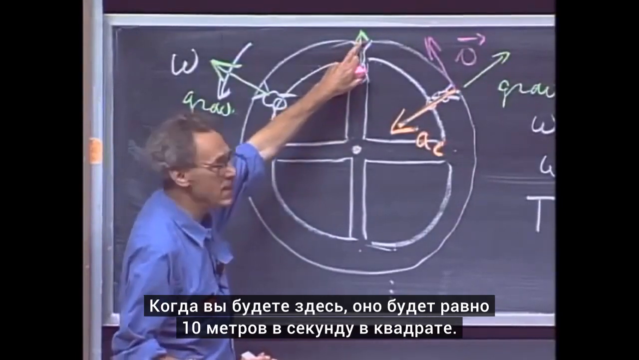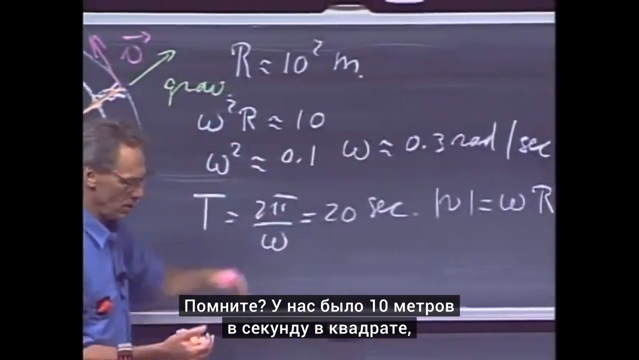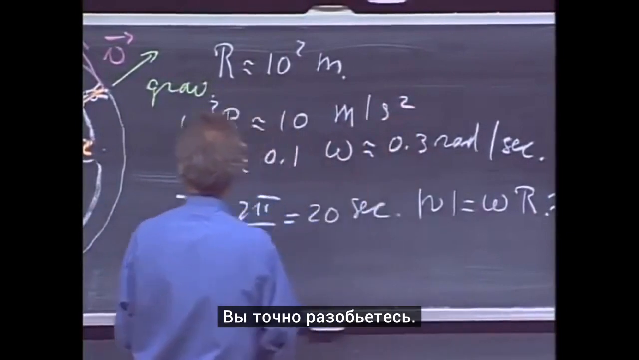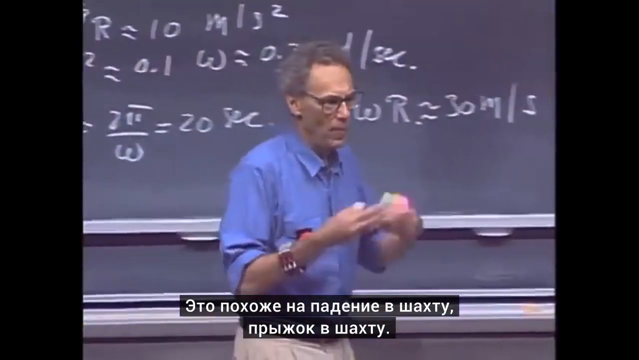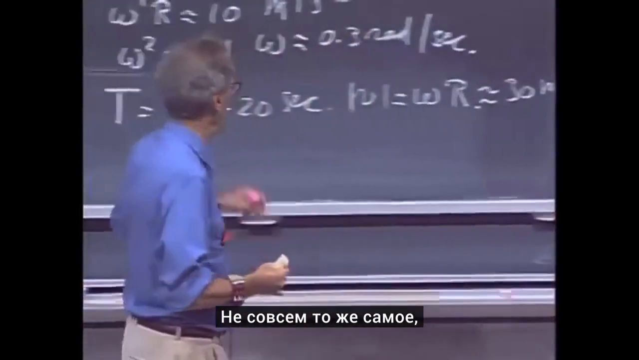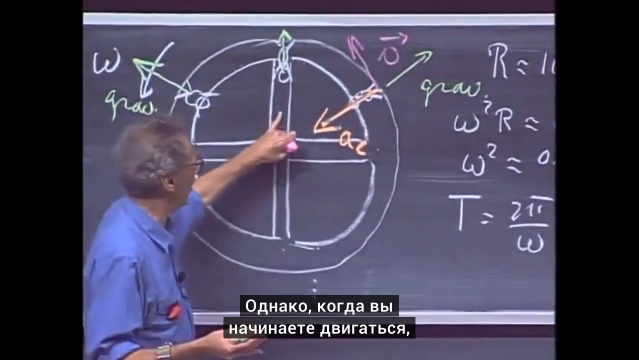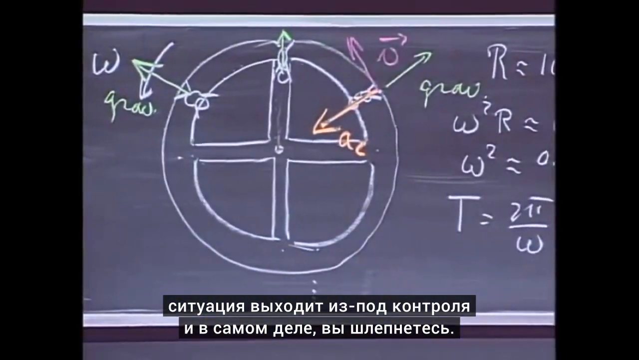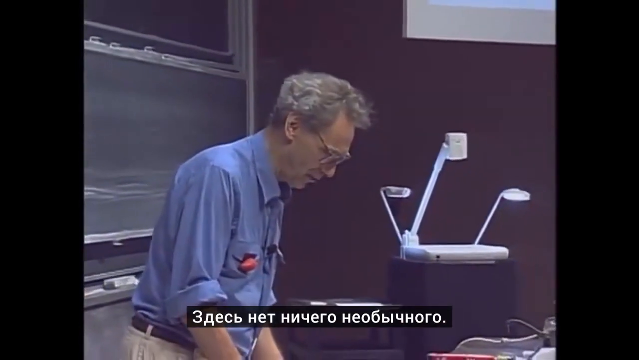By the time you're here, it's 10 meters per second squared. Remember, we had 10 meters per second squared because we wanted to mimic the Earth. And so you literally crash. It's like falling into a shaft, jumping into a shaft. It's not quite the same because you start off with no pull on you. The moment you start going, however, the situation gets out of hand, and indeed, you will slam. So you can use the same elevator, you can use the same staircase. There's nothing wrong with that.